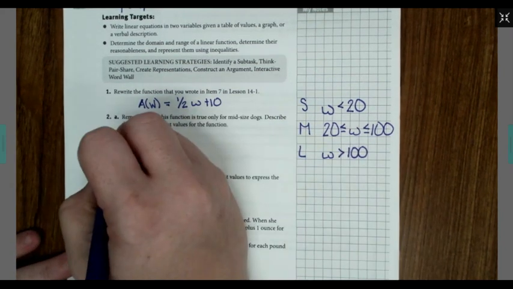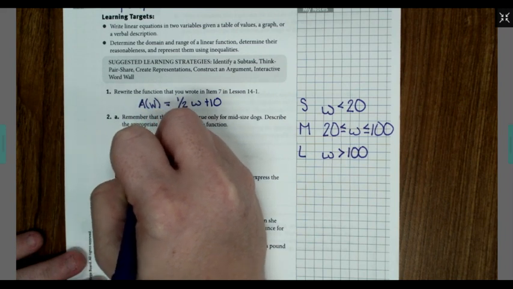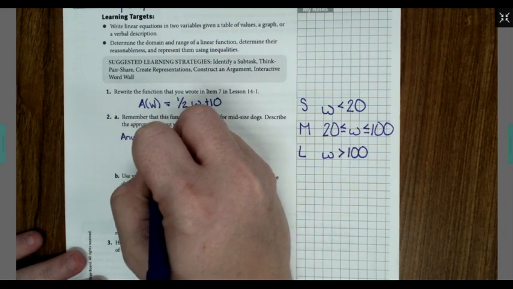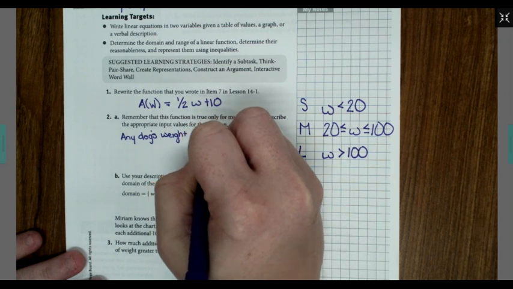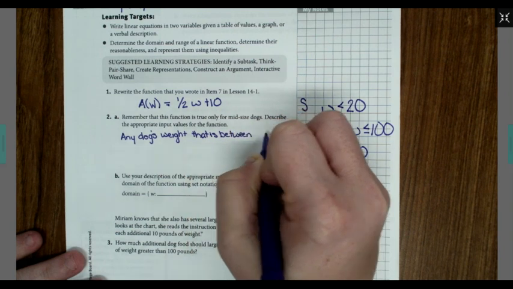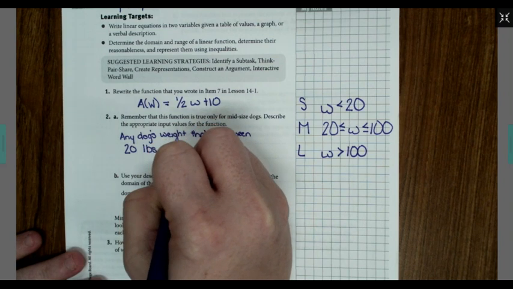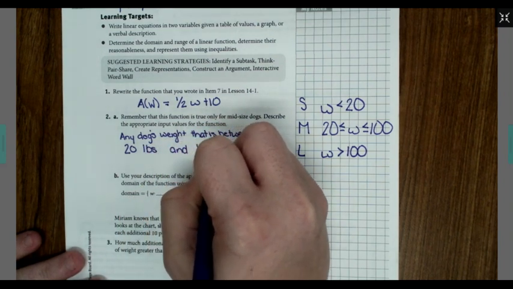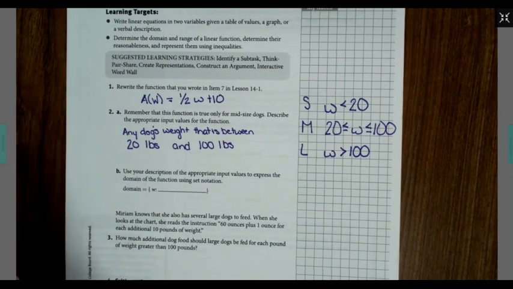So, any dog's weight that is between 20 pounds and 100 pounds. If they're smaller than 20, they're considered a small size dog. And anything bigger than 100 pounds is considered large size.